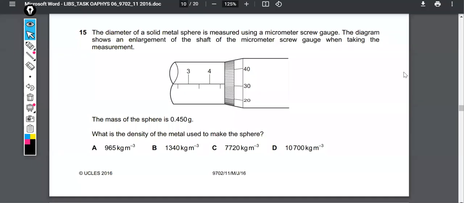All right, in this worked example, we're looking at the diameter of a solid metal sphere, which is measured using a micrometer screw gauge. The diagram shows an enlargement of the shaft of the micrometer screw gauge when taking the measurement. The mass of the sphere is 0.450 grams. What is the density of the metal used to make the sphere? So there are different strategies to solve this.